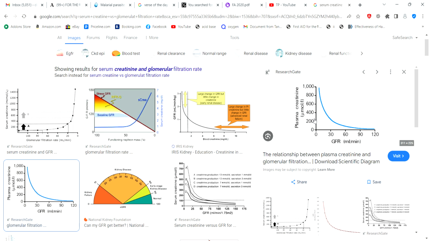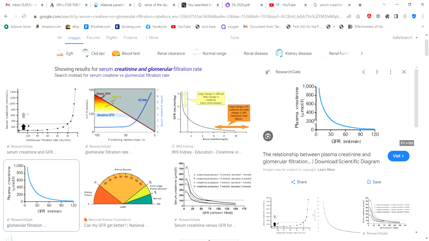So that's really bad. You just have to know that every time the GFR is halved, the serum creatinine doubles in the body. Okay? And remember this chart for kidney failure.